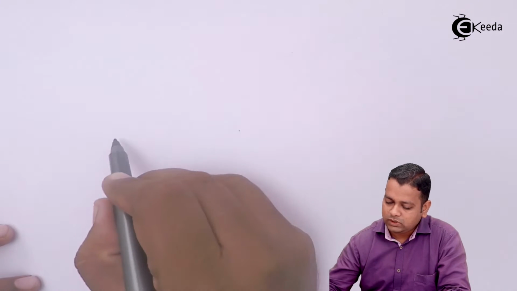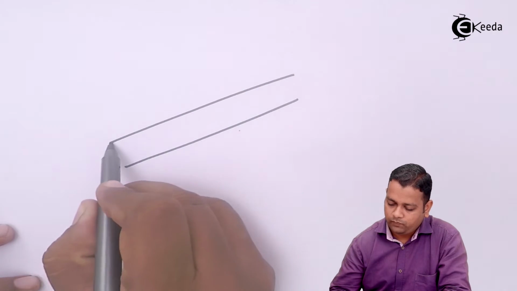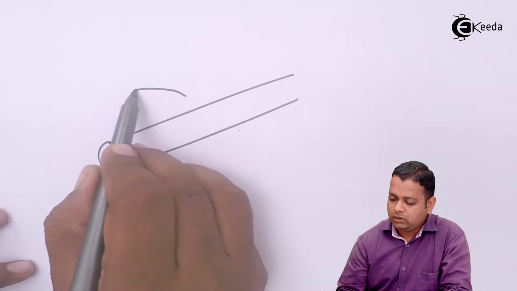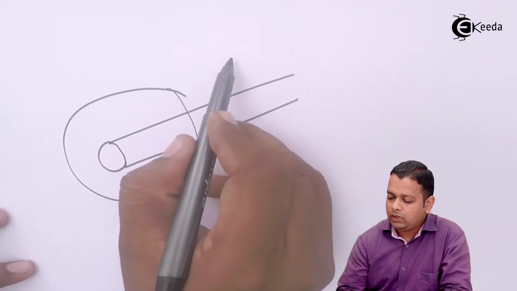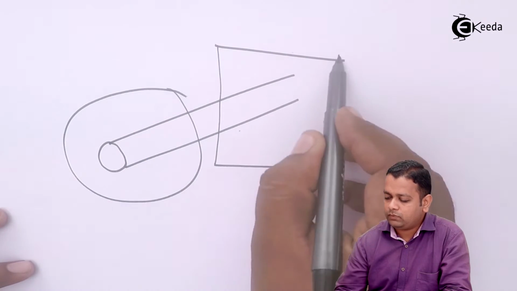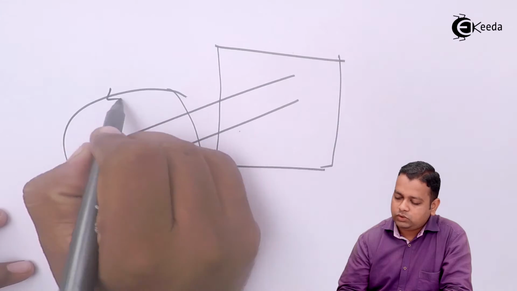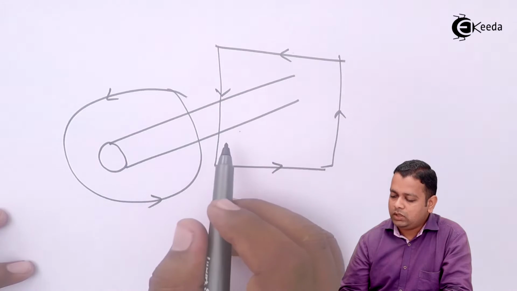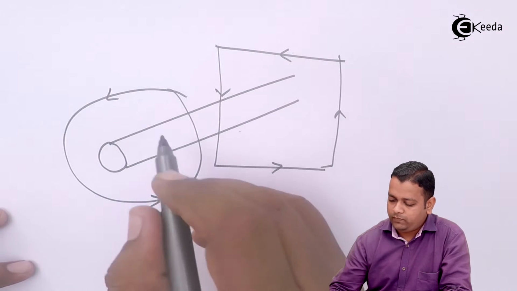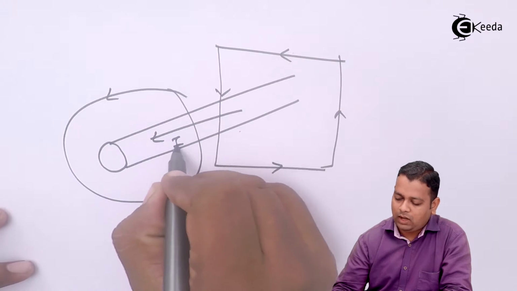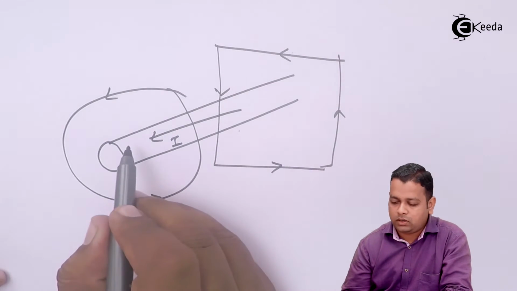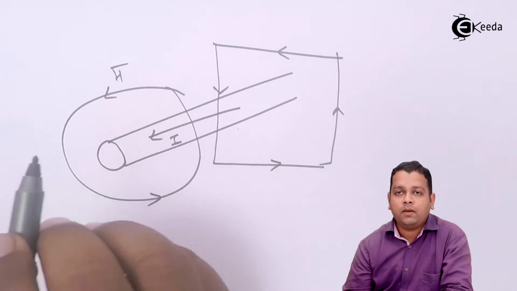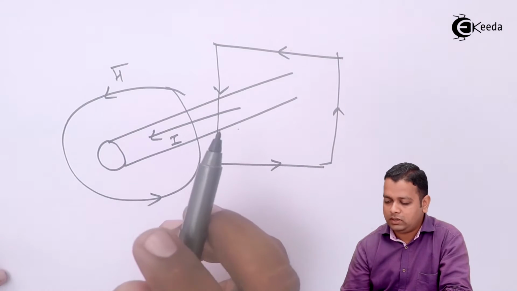Now, what can be the closed path that will enclose the current through it? So in general, if this is the conductor carrying current, the closed path may have any shape. It may be circular, it may be having rectangular shape. Only thing is, it should have a proper direction according to the right hand thumb rule. So if the thumb is in the direction of the current, so current should be directed like this, the curled fingers show you the direction of the closed path on which we have to trace magnetic flux or magnetic field intensity.